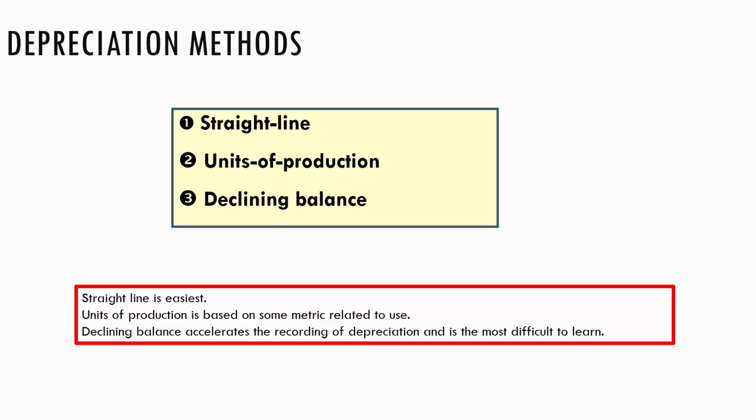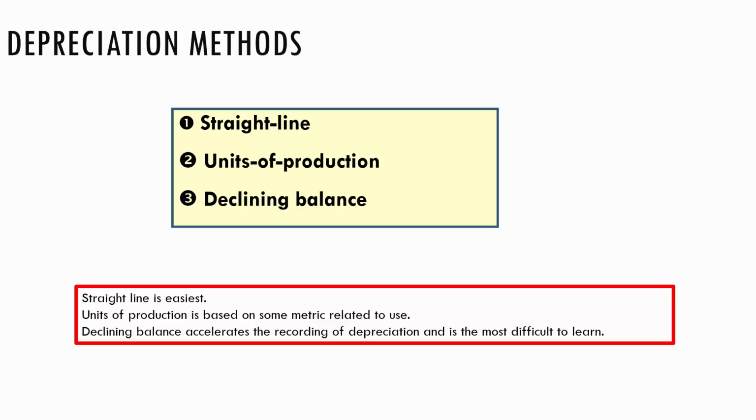Declining balance is a little tricky because this method does not take the same amount each time, nor does it relate to how much the asset is used. Instead, it relates to the book value of the asset, and the depreciation is such that the amount of depreciation expense declines each year with this method.